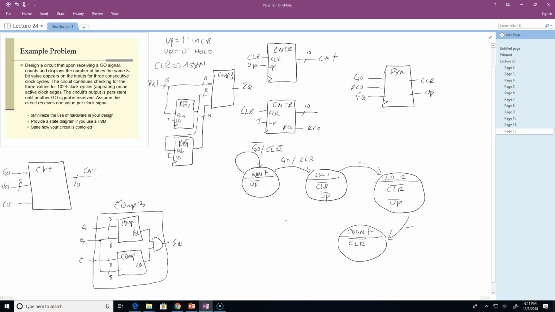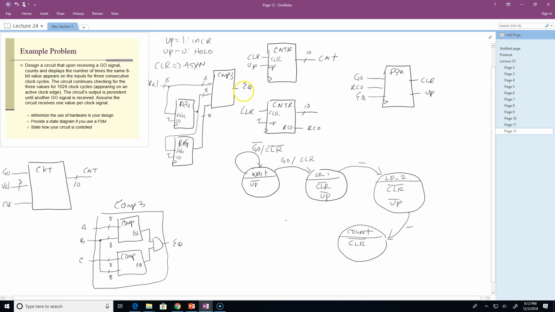I need to indicate that. So two things are going to happen here. One is I got the clear input handled. I have to know what to do with the up. So the key to this thing is, I don't know how to say it. When am I going to count?